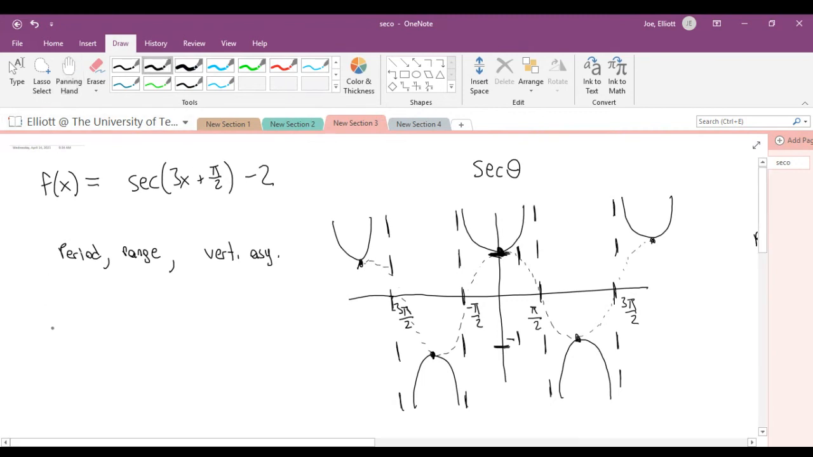Okay, so in this problem, remember that for the period, it was 2 pi over the coefficient of x. So it's 2 pi over the coefficient of x for secant and cosecant, as well as sine and cosine. Let's do the vertical asymptotes next, since I just talked about that.